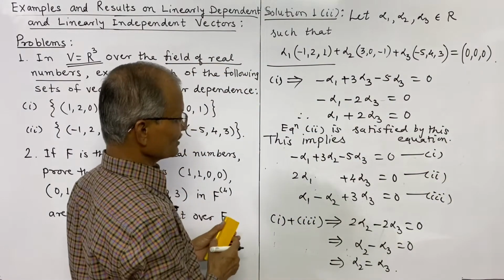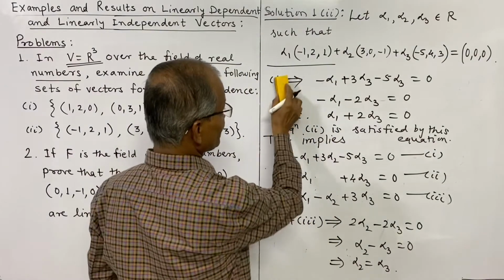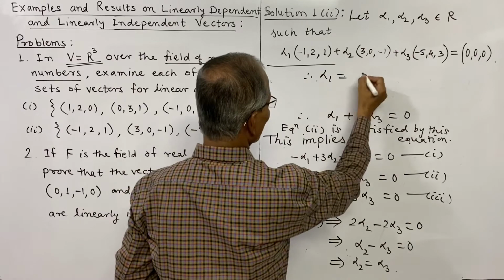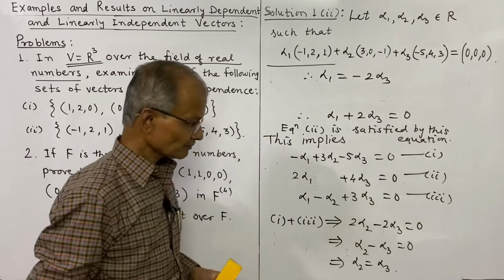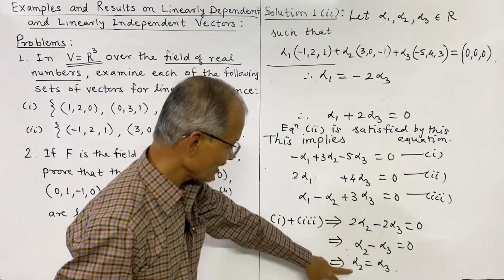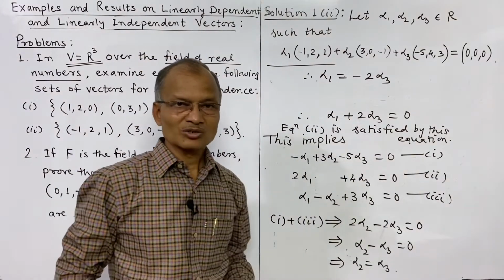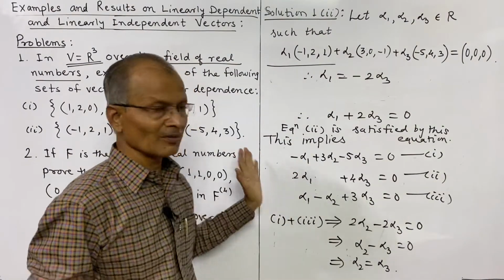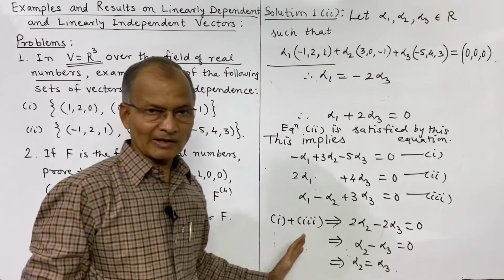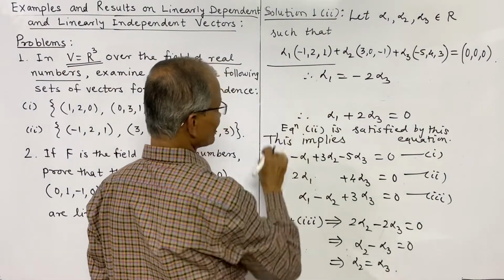So this gives alpha 1 is equal to minus 2 alpha 3, and thus we obtain alpha 1 as minus 2 alpha 3, alpha 2 as alpha 3. And what about alpha 3? There is no condition on alpha 3. So this type of equations will have infinitely many solutions, because alpha 3 can be taken at our choice. So there are infinitely many non-zero solutions.